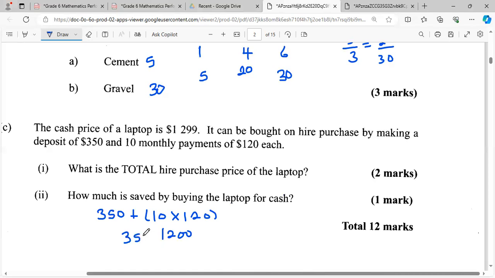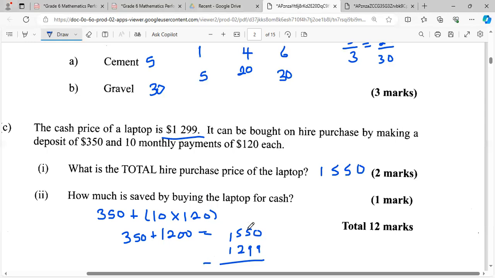So that will give you the total hire purchase price, which is the deposit plus the monthly installments. So that's 1,550. You get 2 marks for that. How much you save by paying the cash price? I'm just putting this here. So it's 1,550. If you pay cash, you just pay 1,299. So let's just subtract 1,299 from this.